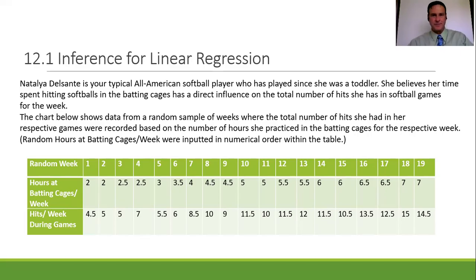Again, this is just a sample of 19. If you consider 52 weeks in a year times many, many years that she's played, this is just a small representation of her hours in the batting cage per week, and the number of hits that she has in respective games for that same week. Now, first thing I'm going to ask you is, what is alpha? That's this guy on the bottom here. What is beta? And what is sigma? What are those things?